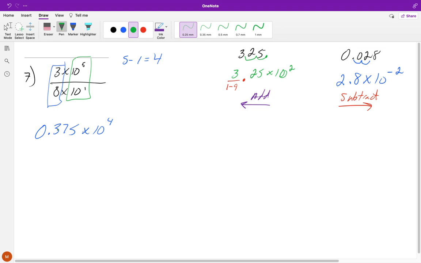Then we look and see, is our number in scientific notation? No, we need to now move it 1 to the right. And when we move it 1 to the right, we subtract. So it becomes 3.75 times 10 to the third power.